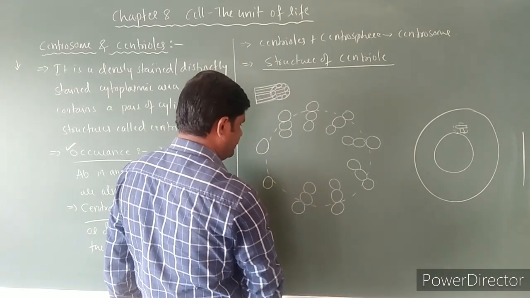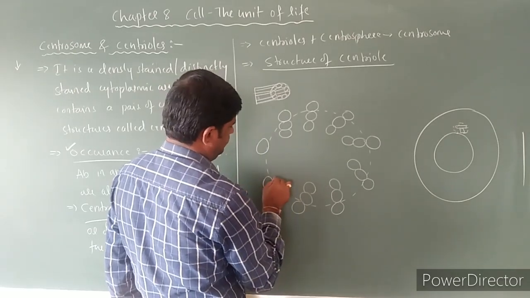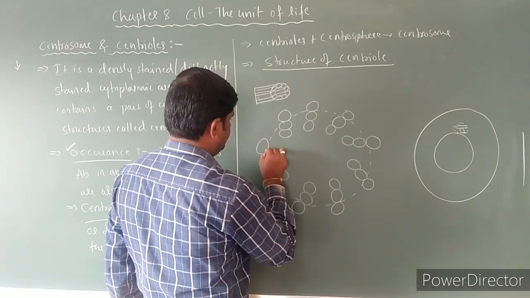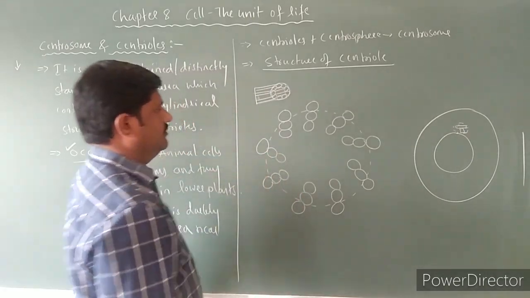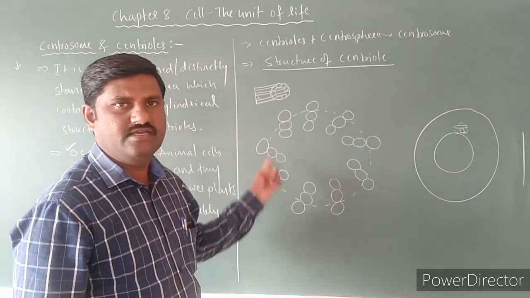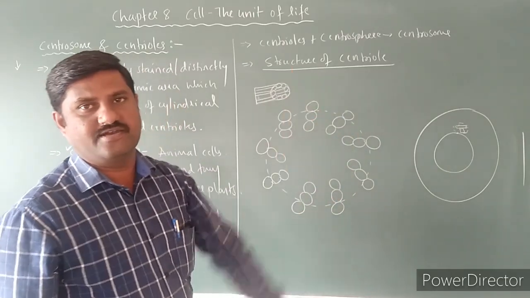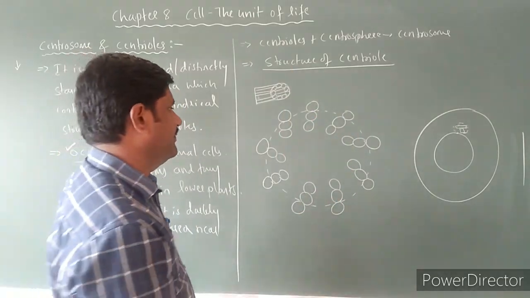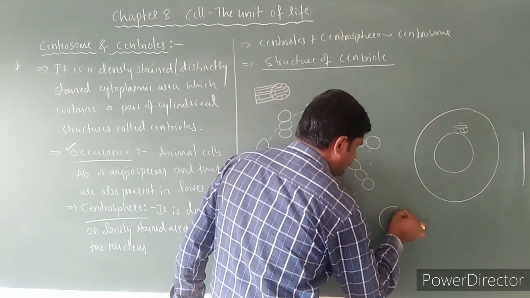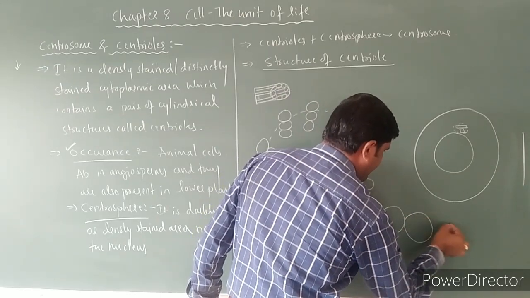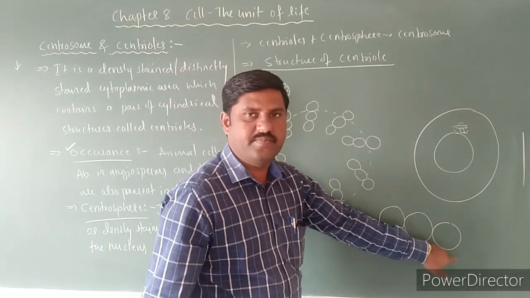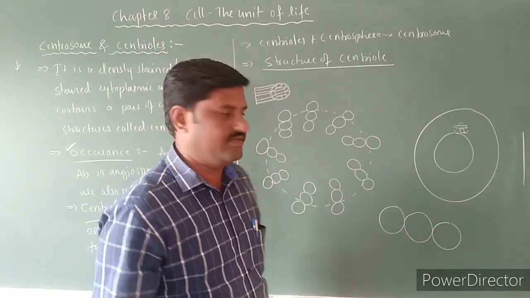You are going to see microtubules over here, this kind of 9 triplets. They are peripherally arranged. So these 9 triplets are just like this. See here, this is one triplet, which is what I am going to draw over here. This is one triplet, meaning 3 cylinders are present over here.